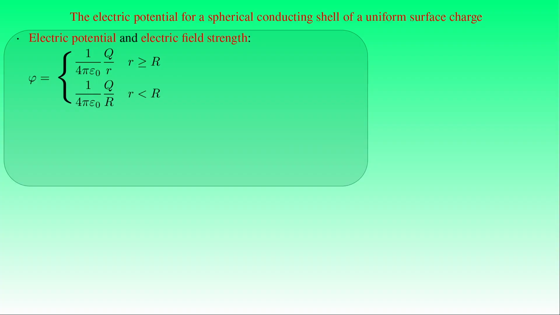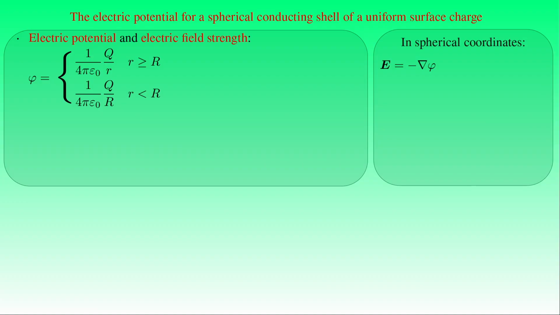Now we derive the electric field strength from the potential obtained here. The electric potential due to a uniformly charged spherical conducting shell is constant inside the shell and inversely proportional to the distance outside the shell, which is a spherically symmetric function about the center of the shell. Then we can use a spherical coordinate system with its origin at the center of the spherical shell to describe the electric field strength E given by the negative gradient of the electric potential phi.